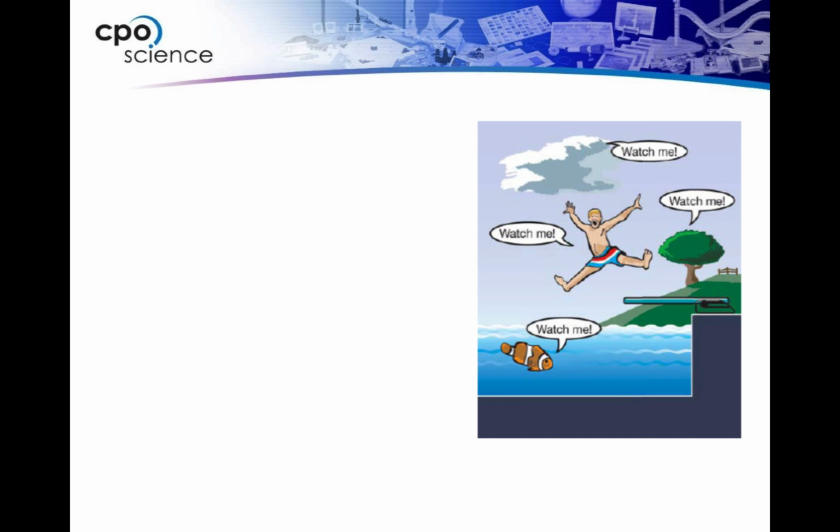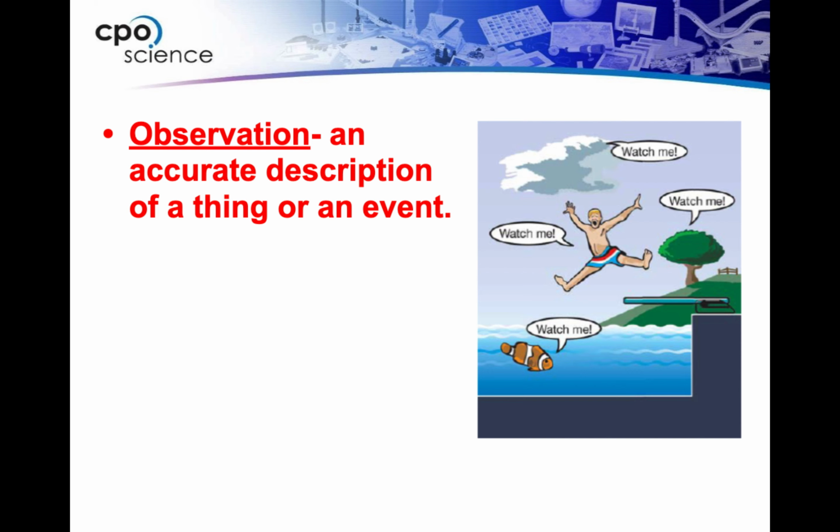So an observation is an accurate description of a thing or event. Notice we have the word accurate in there. What does that mean to you? Accurate. It's factual. There's no opinions in that. If we look at the picture here, an accurate description. Think of some of the things that you could talk about.